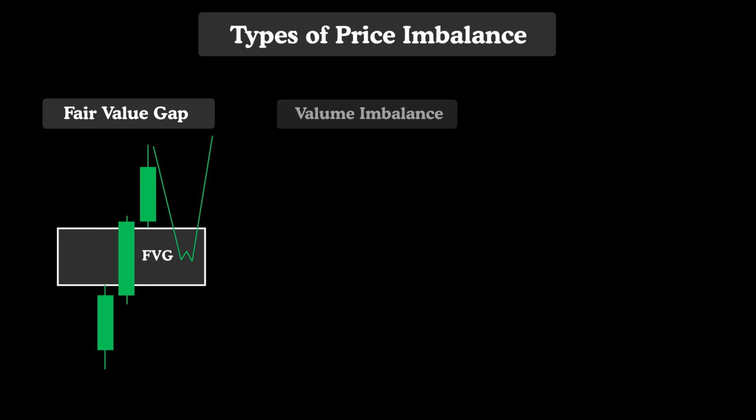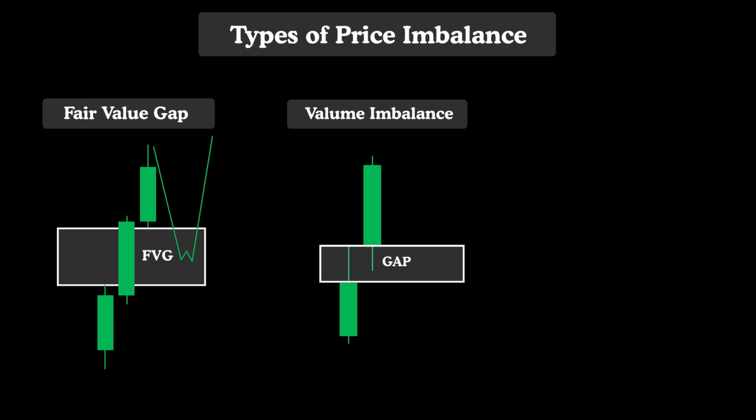The second type is a volume imbalance. This forms when there is a gap between the closing price of one candle and the opening price of the next. Trading is active, yet there is a disparity in volume, meaning the distribution of volume is uneven. When the market identifies a volume imbalance, it drives price toward that zone to restore balance. This imbalance impacts price behavior, and price responds accordingly.